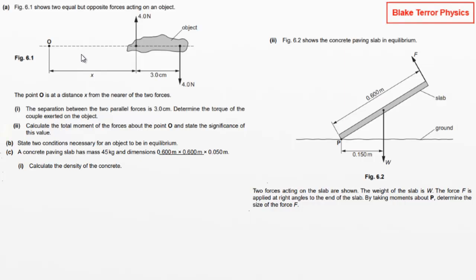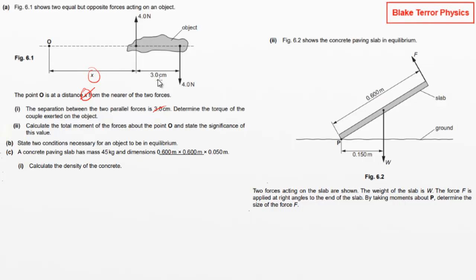This looks like it's going to be a moments question. So figure 6.1 shows two equal but opposite forces acting on an object. Okay, so we've got a couple. The point O is at a distance x from the nearer of the two forces. Right, they've marked that on here. Separation between the two parallel forces is 3 centimeters.